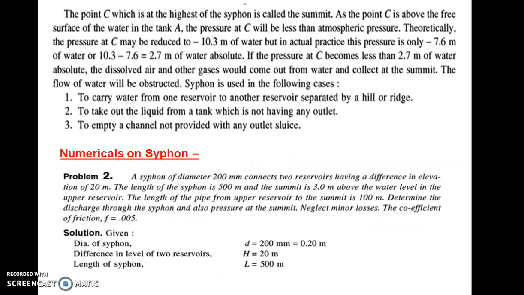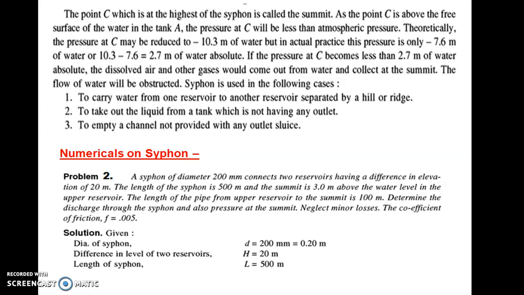Now we have seen that the point C is called as a summit. It is above the point A, and that's why its pressure is below atmospheric pressure. As you go above the datum level, the pressure goes on decreasing. Theoretically, you can go up to the minimum pressure, which is called as a vapor pressure. Vapor pressure of water. You can't fall below the vapor pressure of water. If the pressure is below vapor pressure, then there will be a phenomenon called as a cavitation.